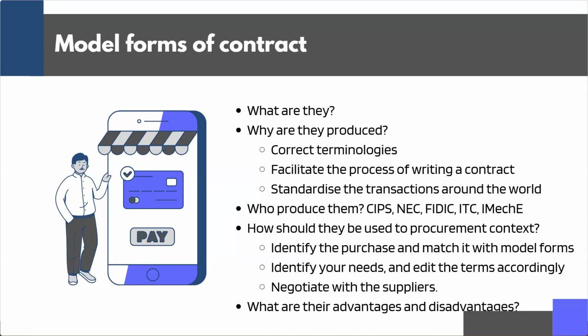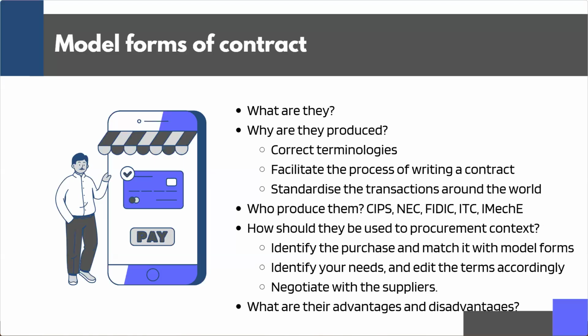They are provided by professional bodies, and they tend to be very professional. They have very detailed and correct terminologies for the contract and standardize the transactions worldwide. So these kinds of modern contracts tend to be very equal and ensure the balance between the buyer and the supplier or the seller. Therefore, they tend to be acceptable worldwide, and you can use that to negotiate with your supplier.